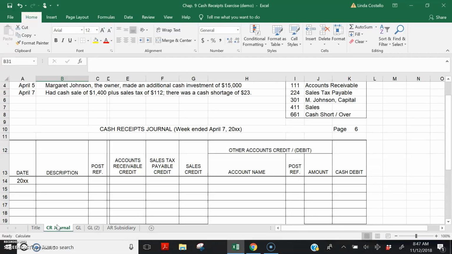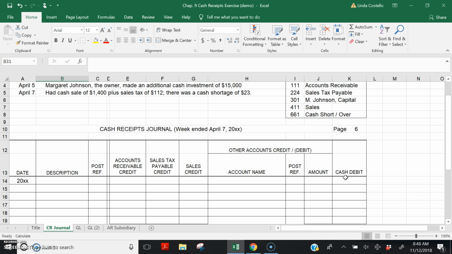The major sources of cash received by the store are collections from customers on account: debit cash, credit accounts receivable. They also make cash sales: debit cash, credit sales tax payable, and credit sales. So, in order to accommodate those types of transactions, the major columns on the Cash Receipts Journal are accounts receivable credit, sales tax payable credit, sales credit, and cash debit.